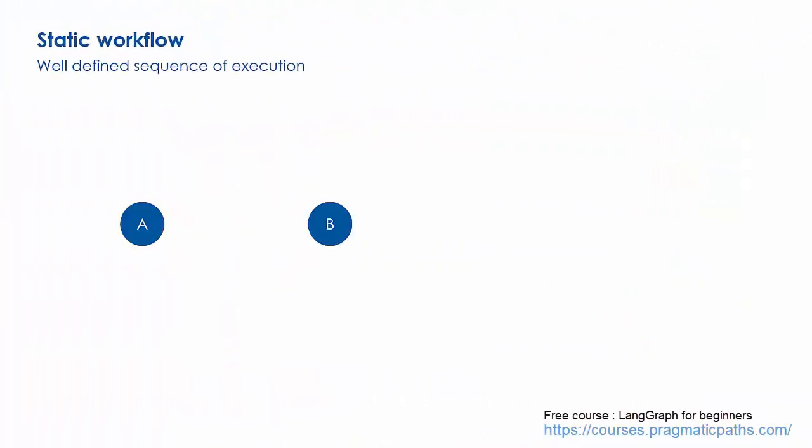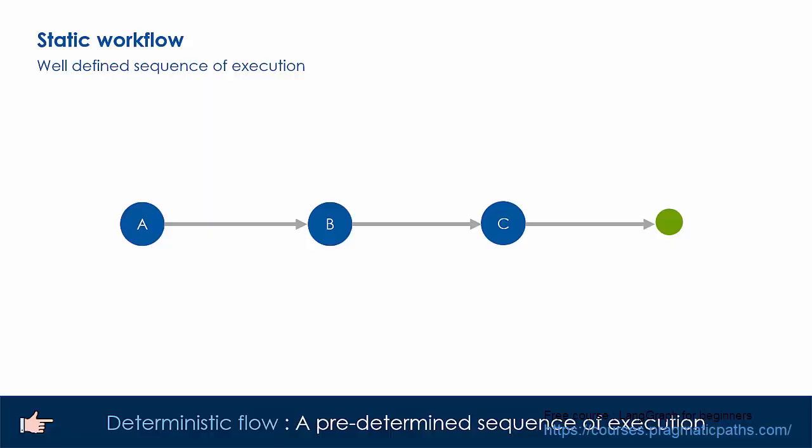A static or traditional workflow follows a static predefined sequence of tasks with a deterministic flow of control to produce a final output. As depicted in this illustration, the sequence of execution of tasks A, B, and C is fixed. The flow is said to be deterministic. In other words, for a given input, you can easily predict the flow of control.